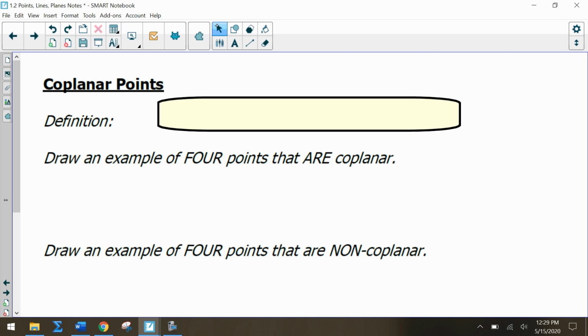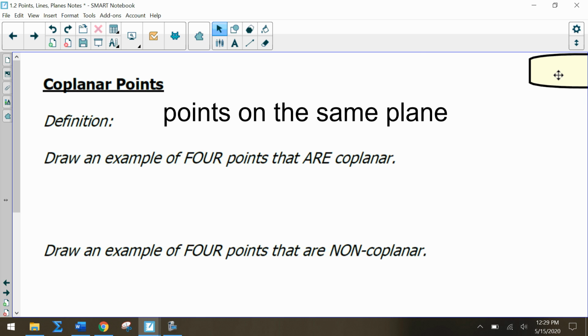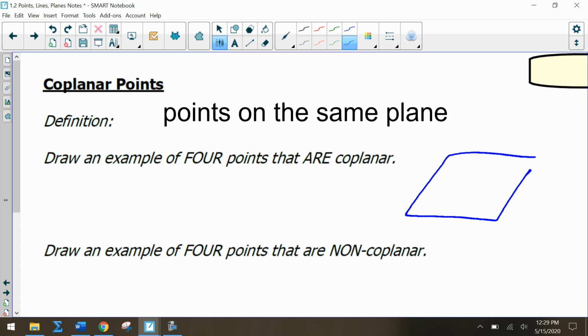Okay, so coplanar. We just learned about planes. Coplanar points are points on the same plane. So if I drew a plane that looked like this, and I have these 3 points, points X, Y, and Z, I'll put a W on there too, we can say all of these points are coplanar. So X, Y, Z, and W are coplanar because they are on the same plane.